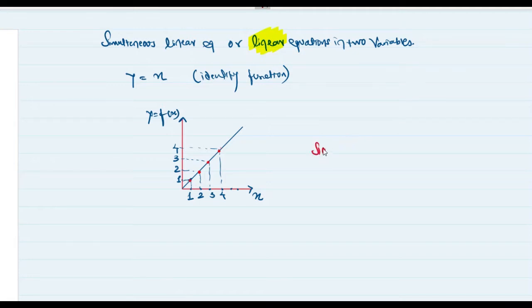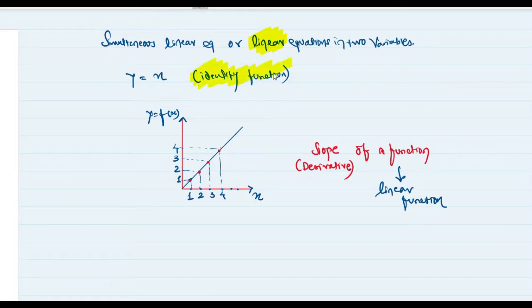So the formula for slope, which now will be called a derivative, okay? Derivative or slope of what? Of a function. And what function are we talking about here? This function is a linear function. Linear function means the power of x has to be 1. The simplest type of linear function is the identity function. But it could be y is equal to 3x, right? Or y is equal to x plus 3. Doesn't make any difference. It's still a linear function.